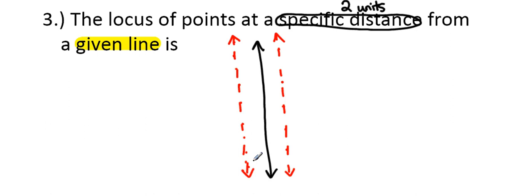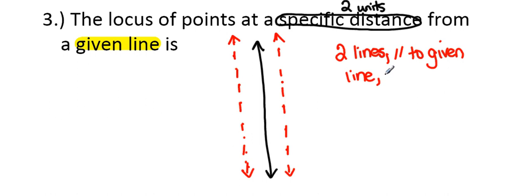So at this point, I've now sketched all of the points that are exactly 2 units away from that given line. I need to now describe exactly what it is that I drew. So my locus here are these two lines. I might say that they're parallel to the given line, with the given line midway between them.